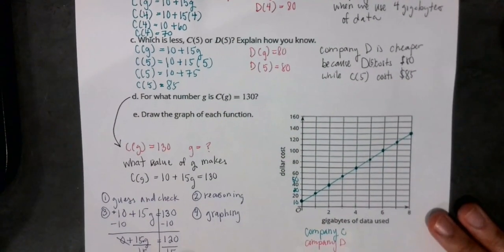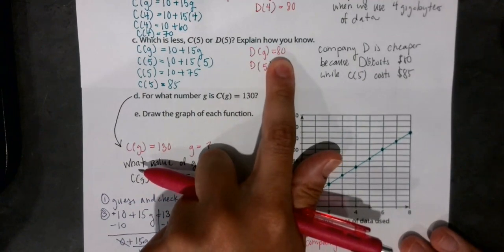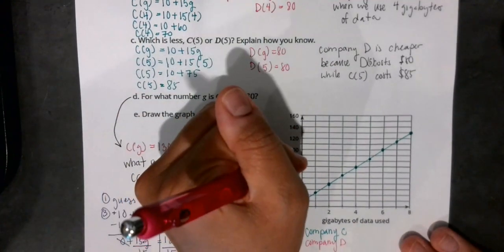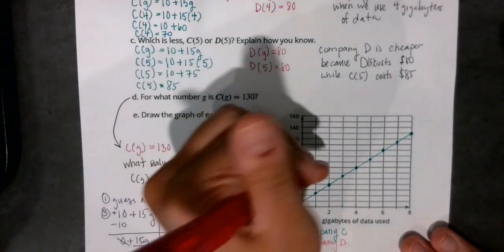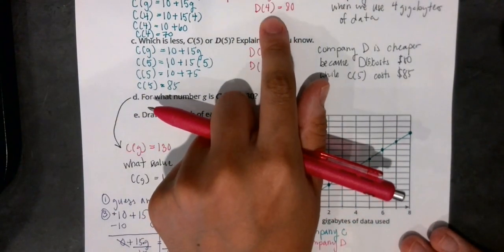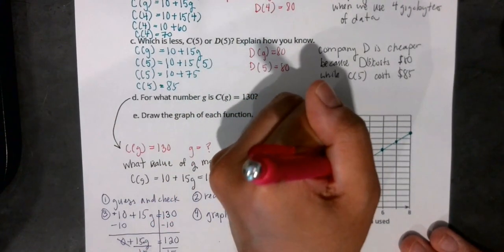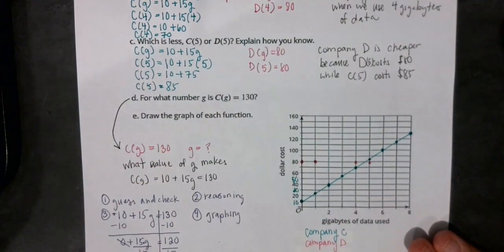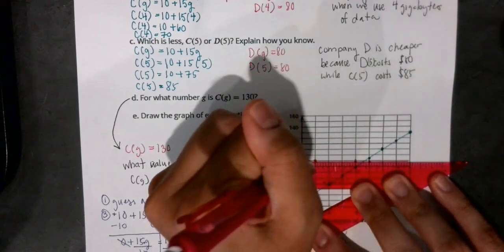And for company D, we know that D of G equals 80, and we don't pay anything extra. So if I use 0 gigabytes of data, I'm going to spend $80. If I used 1 gigabyte of data, I'm still spending $80. And we actually see that here that D of 4 equals 80 and D of 5 equals 80. So no matter how many gigabytes of data we used, we're always going to be at $80. I'm going to connect these points with a straight line.